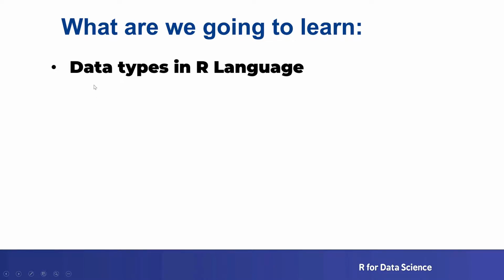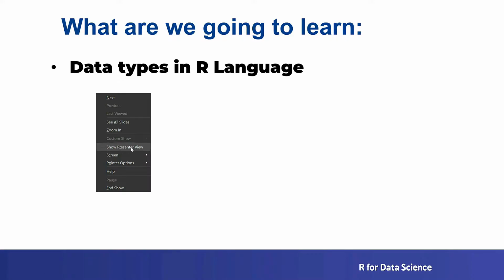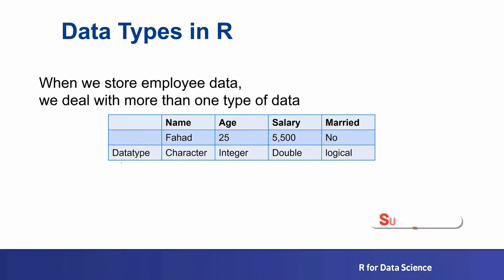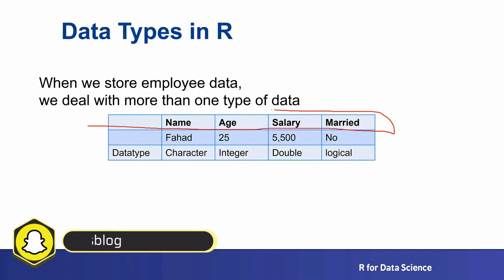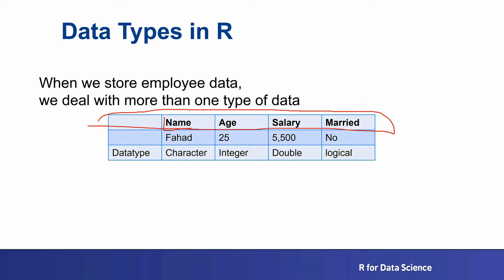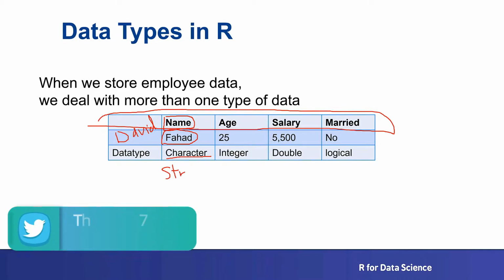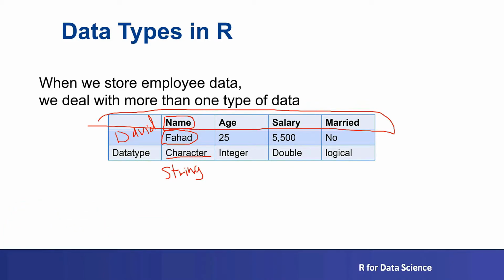In this video we're going to talk about data types in R. Whenever we save any type of data in R, there are a bunch of reserved data types. Let's say we have this employee data, and in name, let's say we have Fahad or David. So the data type is going to be character. If you're coming from Python, character is exactly the same as a string, which is a data type of a bunch of letters. Okay. Age, we have 25.